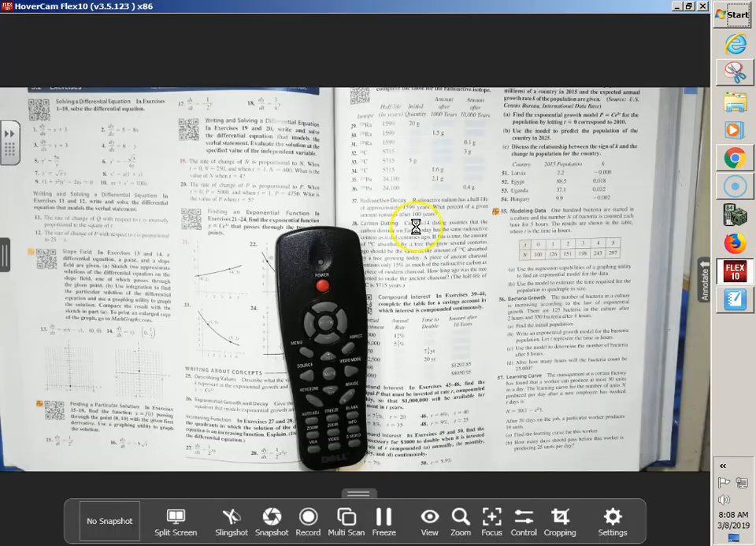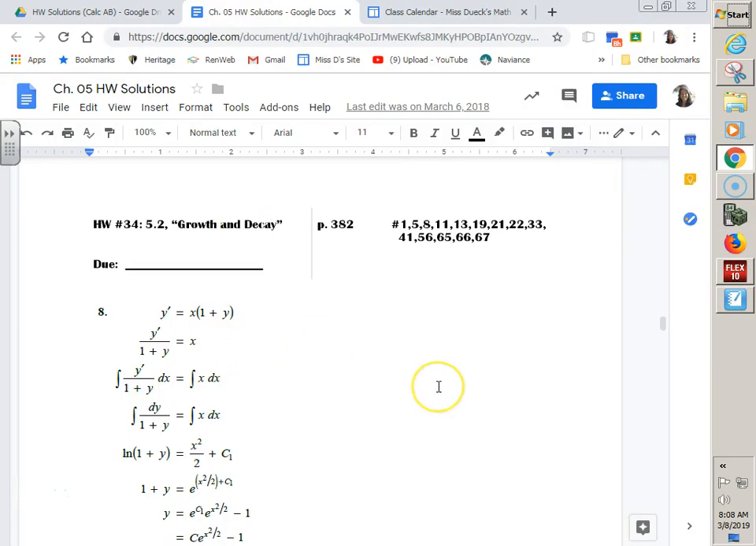Problems that we saw yesterday, which were just general find or solve the differential equation. So that's where we're starting off. Our first even was number 8.